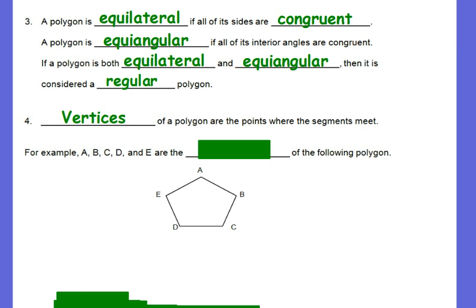Okay. Vertices of a polygon, those are points where the segments meet. You guys have learned that one before. So for example, in our picture here, we would say points A, B, C, D, and E are all the vertices of this polygon. And if we said that all of these sides are congruent and all of the angles are congruent, we would say that is a regular polygon. And we could also say this is a convex polygon.